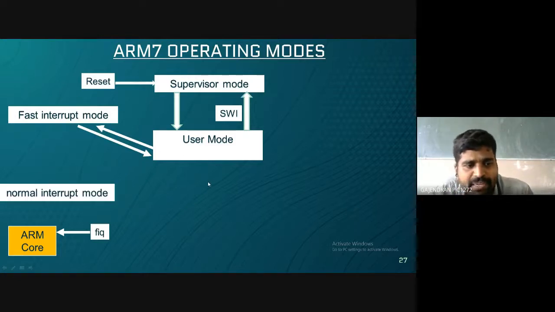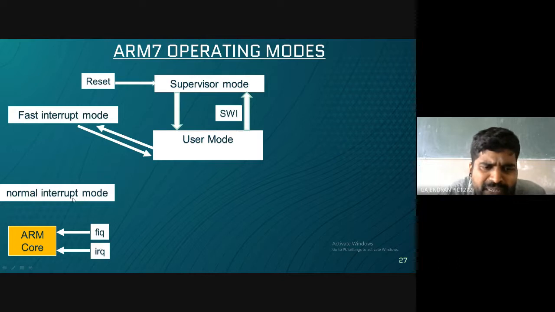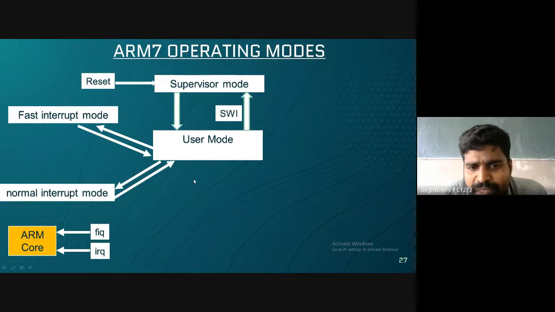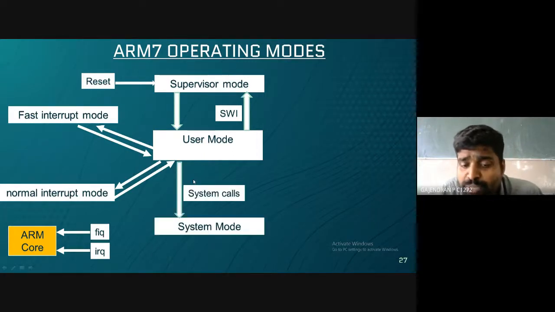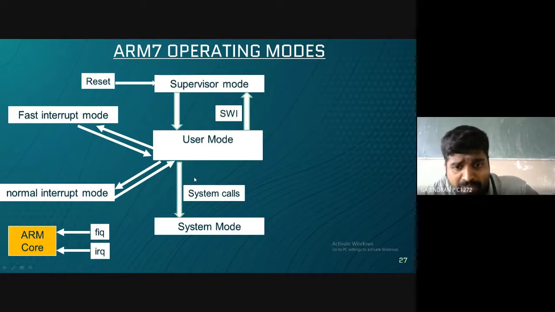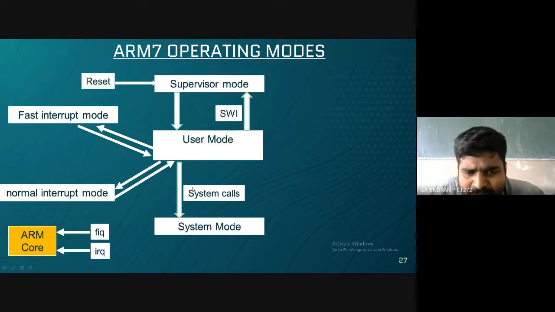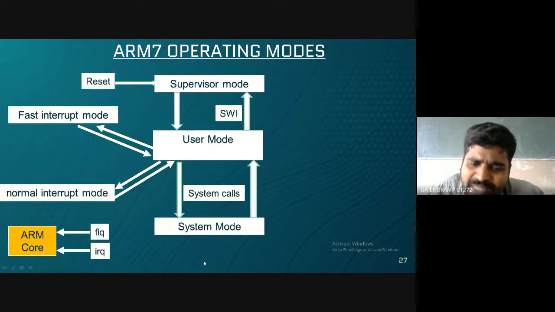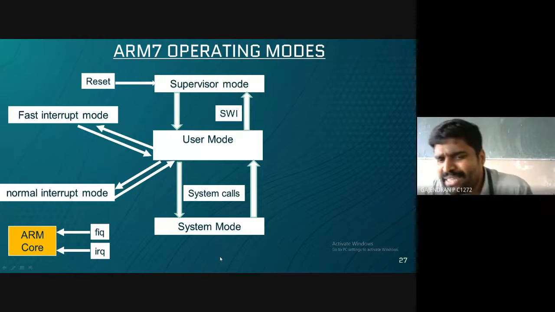Okay, then normal interrupt. A normal interrupt comes, we go into the interrupt, again we come back to the user mode. Then system mode. Some system calls, if we give them, we can go into the system mode, work in system mode and come back. What is system mode? We'll discuss in detail in the next class.